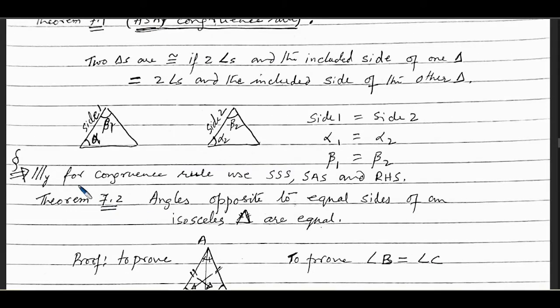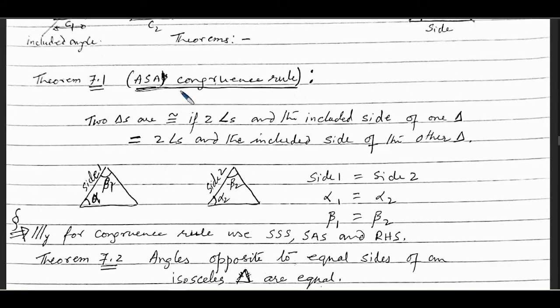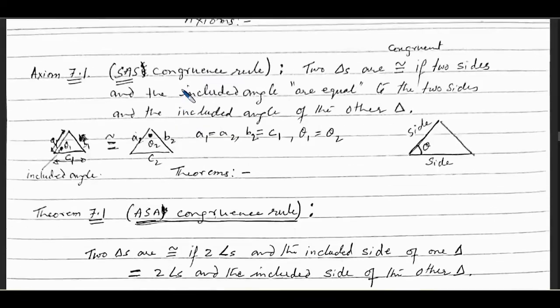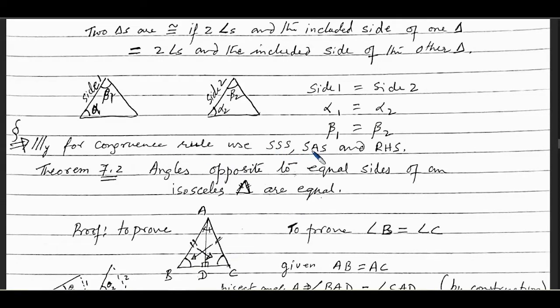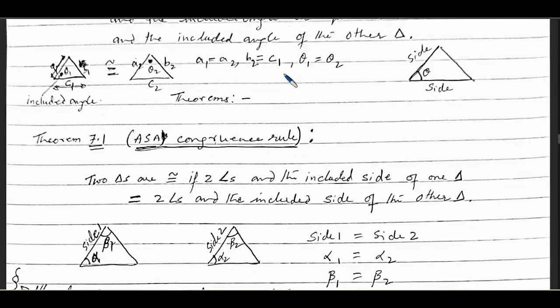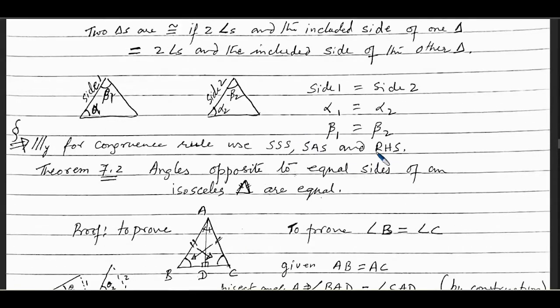Okay, similarly we can use either this theorem which we have proved or these axioms, and similarly we can prove the right angle hypotenuse side congruence rule, since side angle side we have taken as an axiom. We will see them in the next pages.